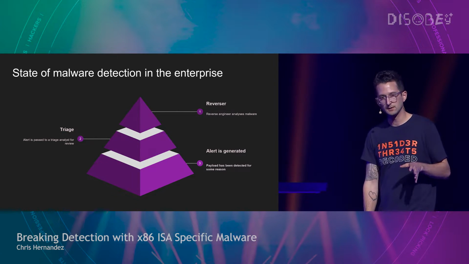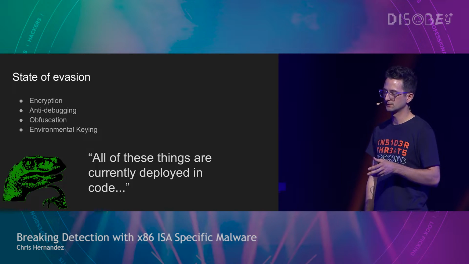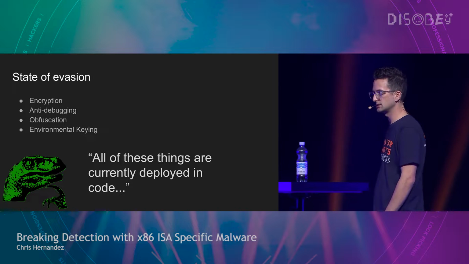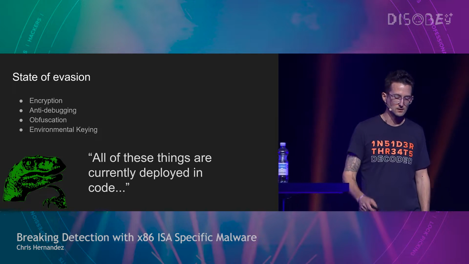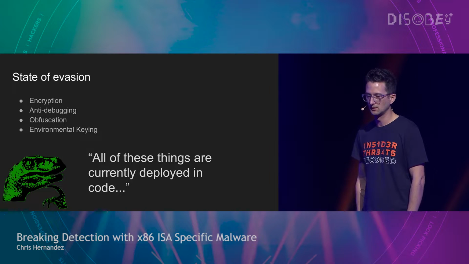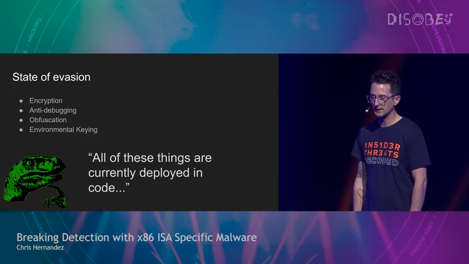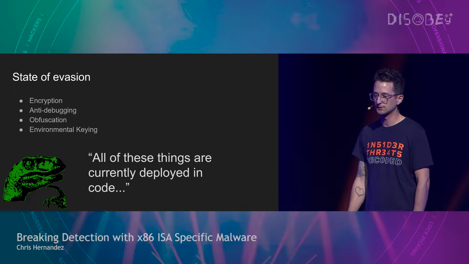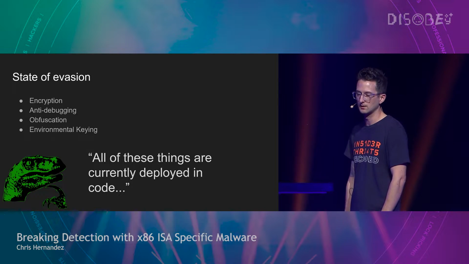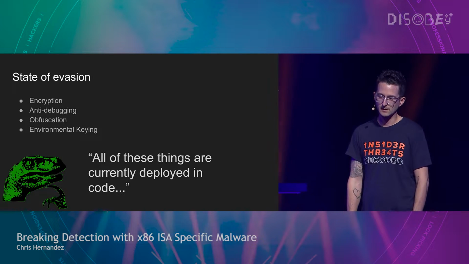So that's on the detection side. What does the offensive side typically look like? Things you've probably seen before are some of your payload stages being encrypted, along with anti-debugging techniques, anti-VM techniques, obfuscation, and environmental keying, or that's that genetic malware that Josh Pitts had presented on.